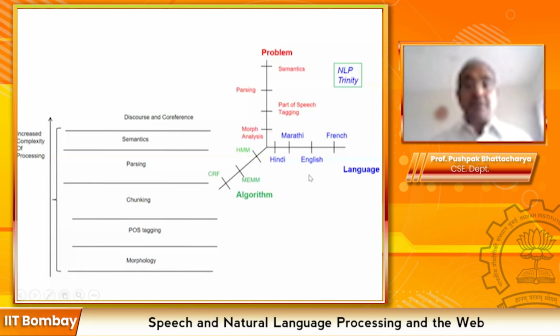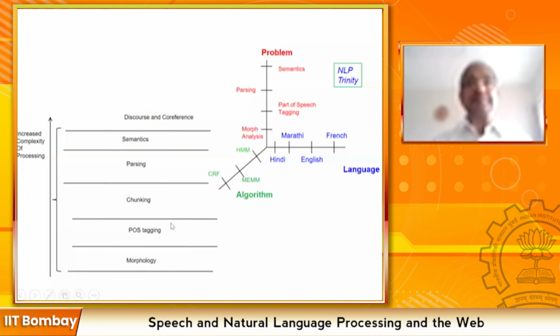Now, parsing feeds on input from chunking, part-of-speech tagging, and morphology, particularly part-of-speech tagging. And the reason why we did part-of-speech tagging right at the start of the course is that this is really the feeder for many downstream NLP applications. Even sentiment analysis needs to know which are the adjectives in the sentence, because adjectives carry sentiment, good movie, bad performance, and so on. So adjectives need to be detected. So part-of-speech tagging plays a role there also.